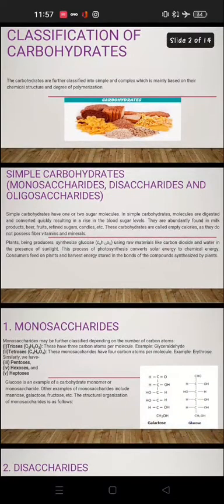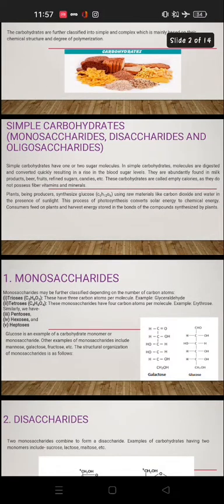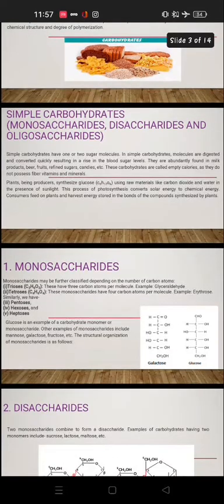First we discuss what simple carbohydrates are. Simple carbohydrates have one or two sugar molecules. In simple carbohydrates, molecules are digested and converted quickly, resulting in a rise in blood sugar level. They are found in milk products, beer, fruits, refined sugars, candies, etc. These carbohydrates are called empty calories as they do not possess fiber, vitamins, and minerals.